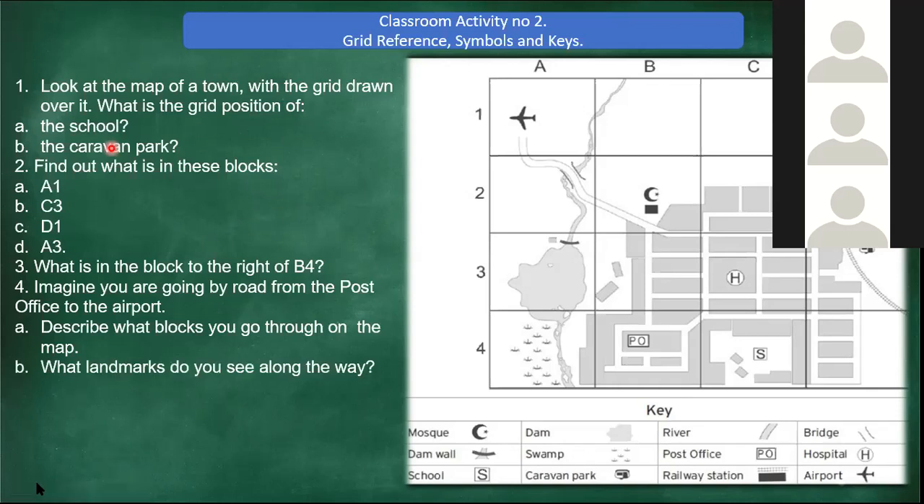The last question, what landmarks do you see along the way when going to the airport from the post office? Tyron? I see the first landmark is the mosaic. Yes. Then the bridge. Yes. Then the airport. Thank you very much, my girl.